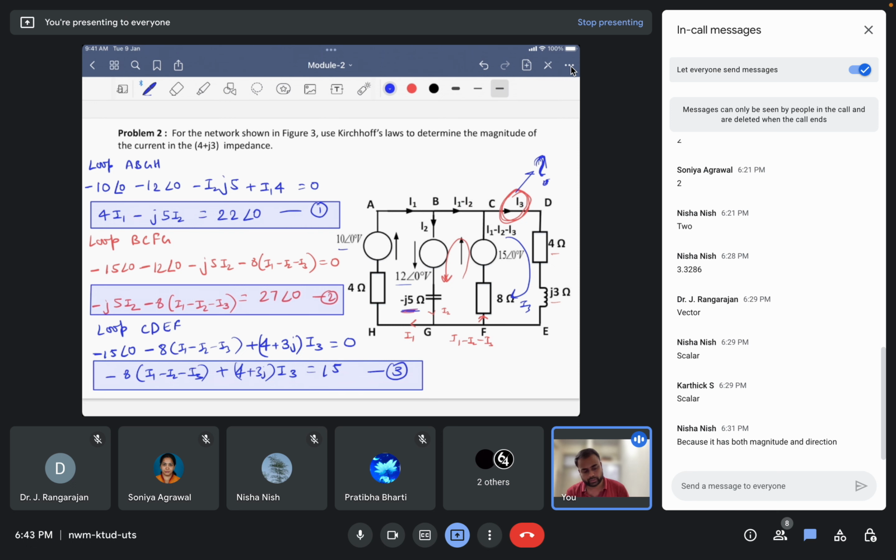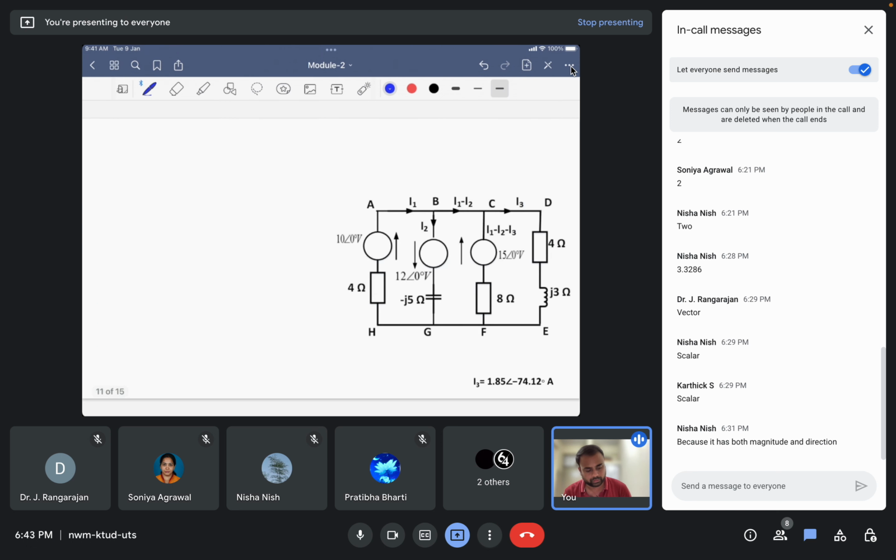Okay, so we'll move ahead. I will just give the answer for this problem. The answer for I3 is minus 1.85 angle minus 74.12. So please try to solve this and note down the answer. You must get the value of I3.